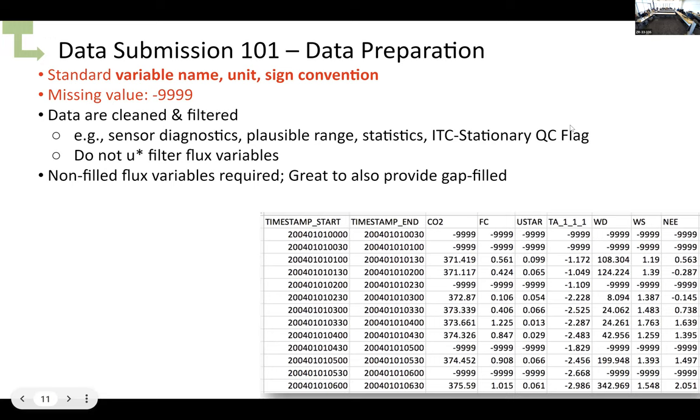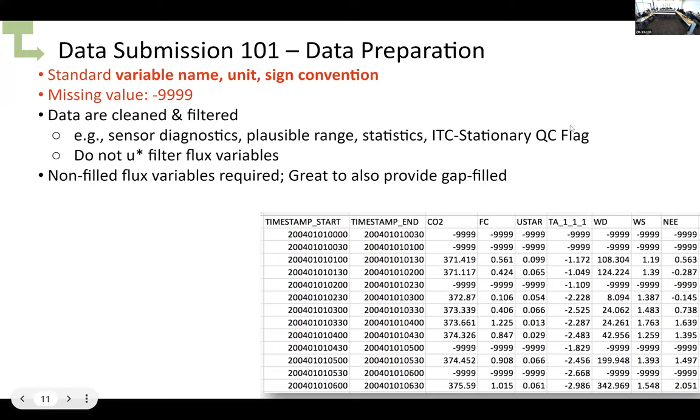That's a question: you don't want us to u-star filter the data? You guys do the u-star filtering? Yes, we'll do the u-star filtering in a further step in the ONEFlux processing when we generate a FLUXNET product. So yes, if you are downloading the base dataset, they are not u-star filtered. They shouldn't be. One exception is that you can provide a gap-filled version of the flux variable, so for that part you can use u-star filter and gap-filling however you want and provide that as well.